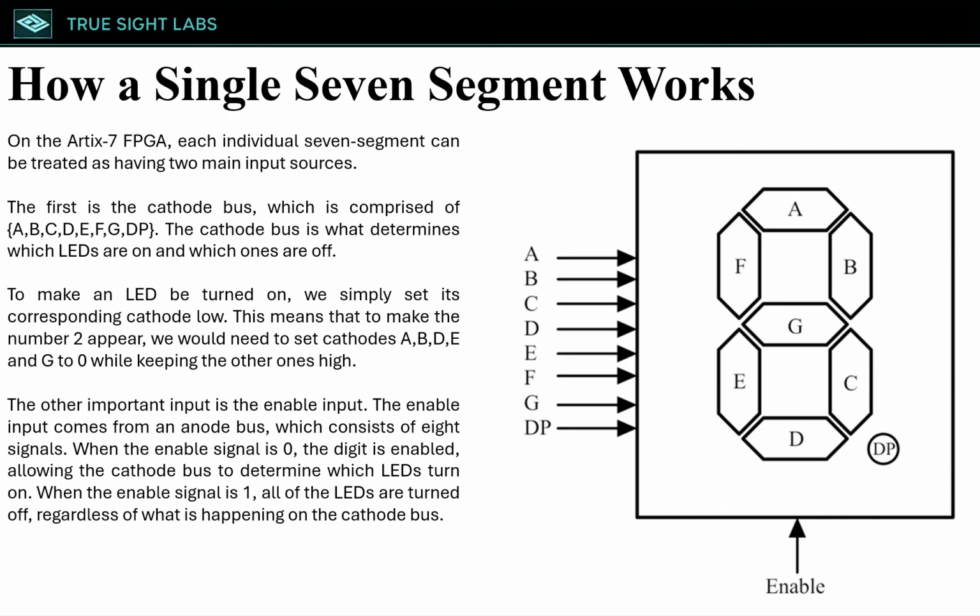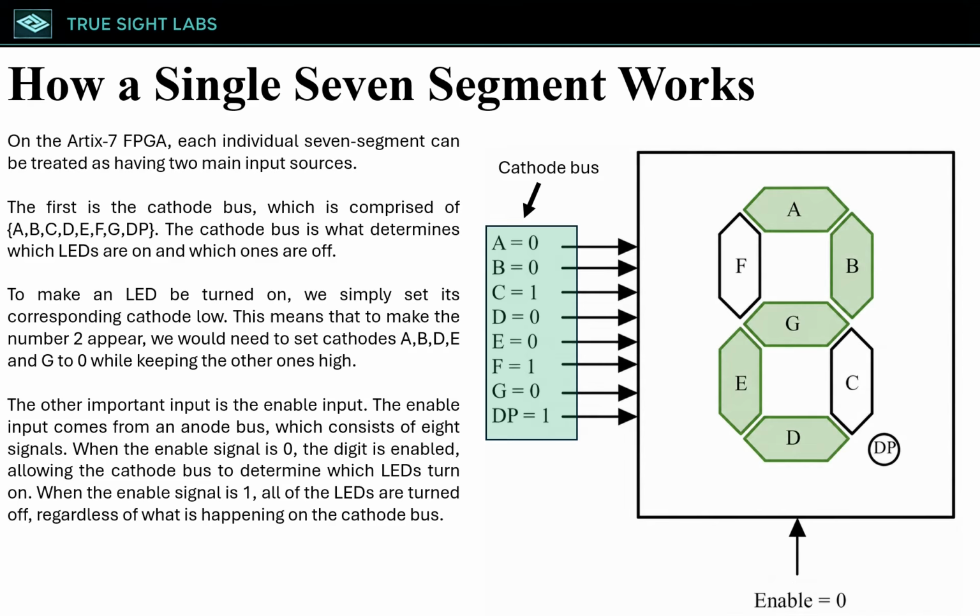On the Artix-7 FPGA, each individual 7 segment can be treated as having two main input sources. The first is the cathode bus, which is comprised of A, B, C, D, E, F, G, and DP. The cathode bus is what determines which LEDs are on and which ones are off. To make an LED be turned on, we simply set its corresponding cathode low. This means that to make the number 2 appear, we would need to set cathodes A, B, D, E, and G to 0, while keeping the other ones high.